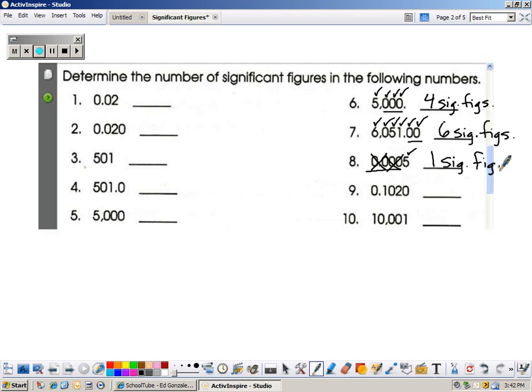Okay. Example 9. Again, several different rules working here. We have our non-zero integers, which are significant. Captive zero is significant. Our leading zeros are never. The trailing zeros are if there's a decimal. There is a decimal. So, 4 sig figs.